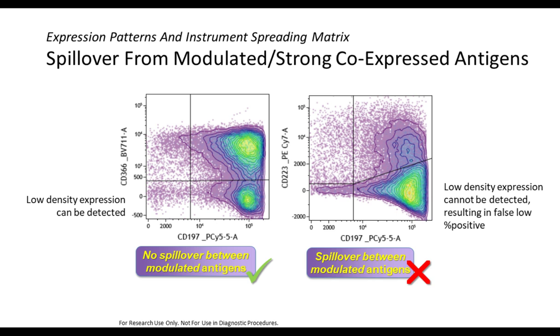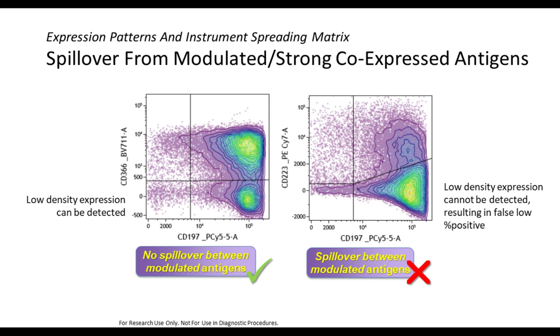And in contrast to that, we see on the right what often is referred to as a spreading trumpet. So here, PC5.5 causes a strong spillover into the PC7 channel where we want to detect the co-expressed LAG3 or CD223 antigen.